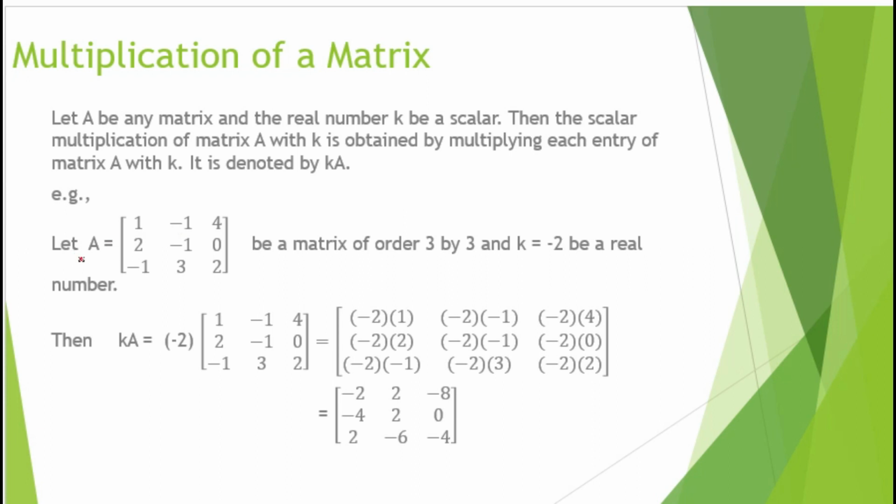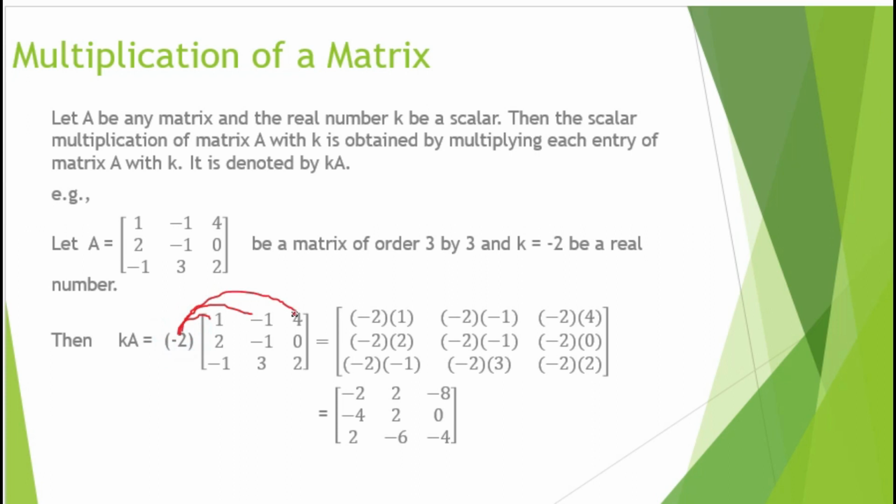We have a matrix A of 3 cross 3 order, then we multiply by any scalar real number. So here k is equal to minus 2, a real number. So we multiply this scalar number with matrix A. So kA is equal to minus 2 into matrix A. So minus 2 multiplies each of the entries which are in matrix A. So multiply minus 2 with all entries.